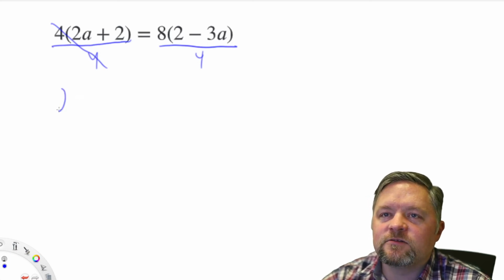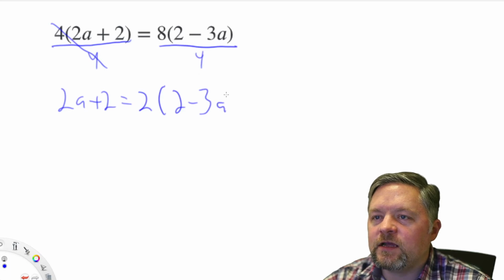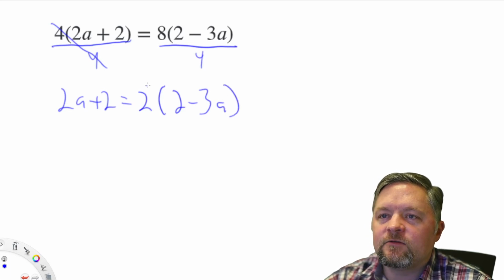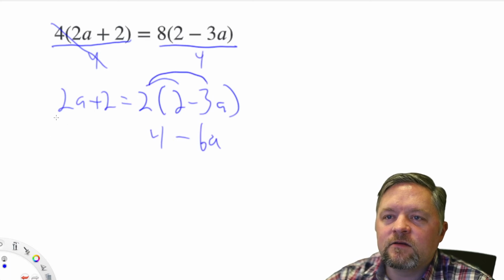Those canceled, we're left with just 2a plus 2 equals 8 divided by 4 is 2 times 2 minus 3a. Now we can distribute this. 2 times 2 is 4. 2 times negative 3a is negative 6a. We didn't do anything to the left side.